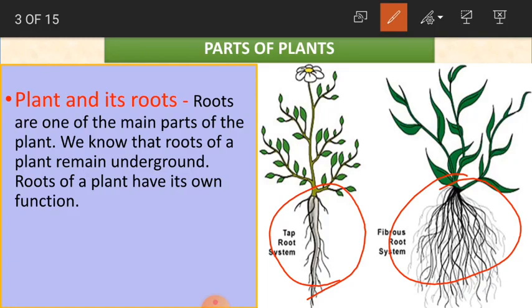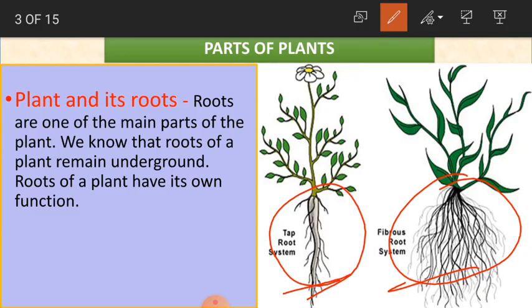And these roots, where do they lie? We know that roots of the plant remain underground, in the sense that they lie below the soil. If we want to plant a plant, we dig the soil, make some space, a hole, and then we plant it. Then it starts getting roots, and those roots will be covered under the soil. We cannot see the roots from the top of the soil. They lie under the soil.